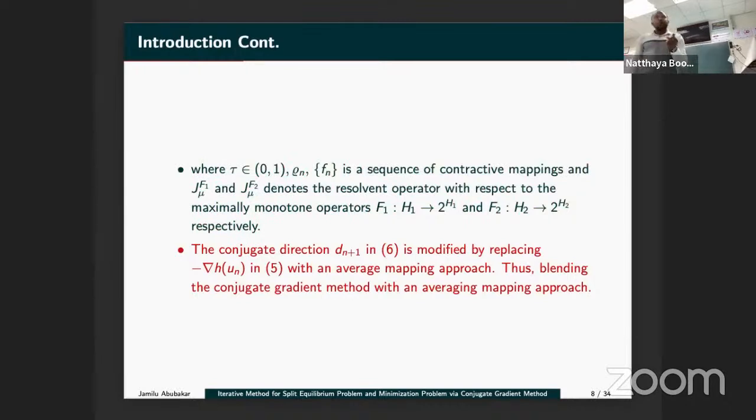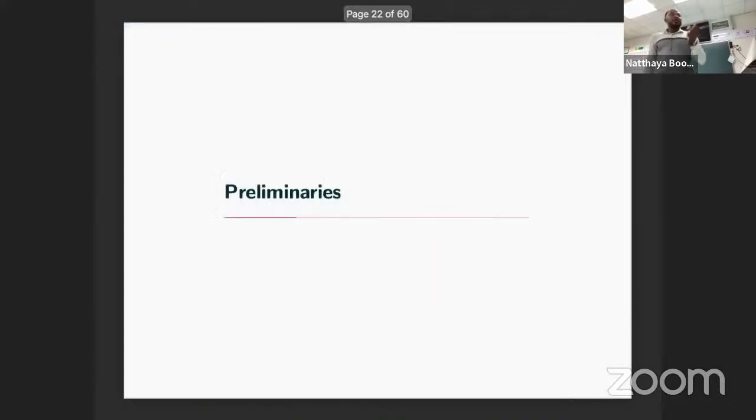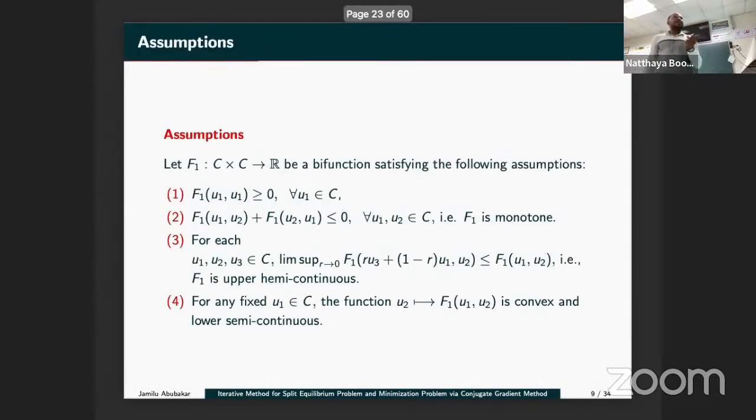So what is interesting here now is that we want to modify the conjugate direction. Instead of using the gradient of the operator, we want to use an average mapping approach. We want to remove it and put some average mapping here. And later, before I show the main result, I will show you why we are able to replace this with this. So before I go into the main result, I will show some preliminaries.